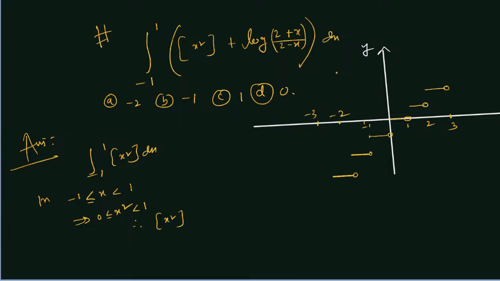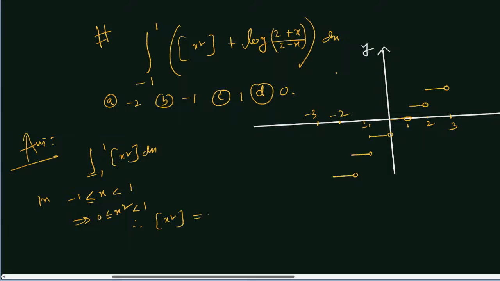No integral part is there. So this thing will be 0 in which interval? Minus 1 to 1. Okay. And what about the second part? The I1? I2 is what?